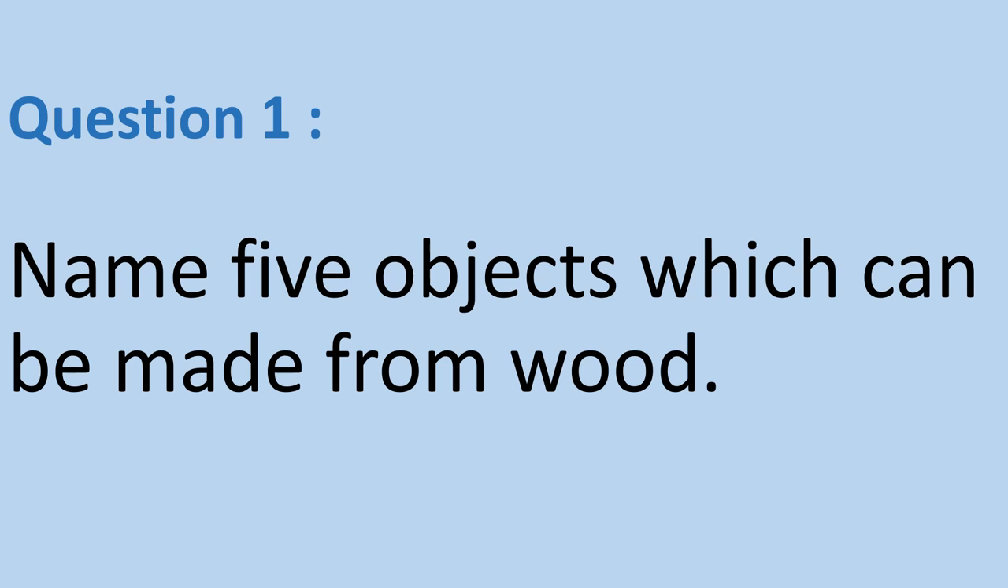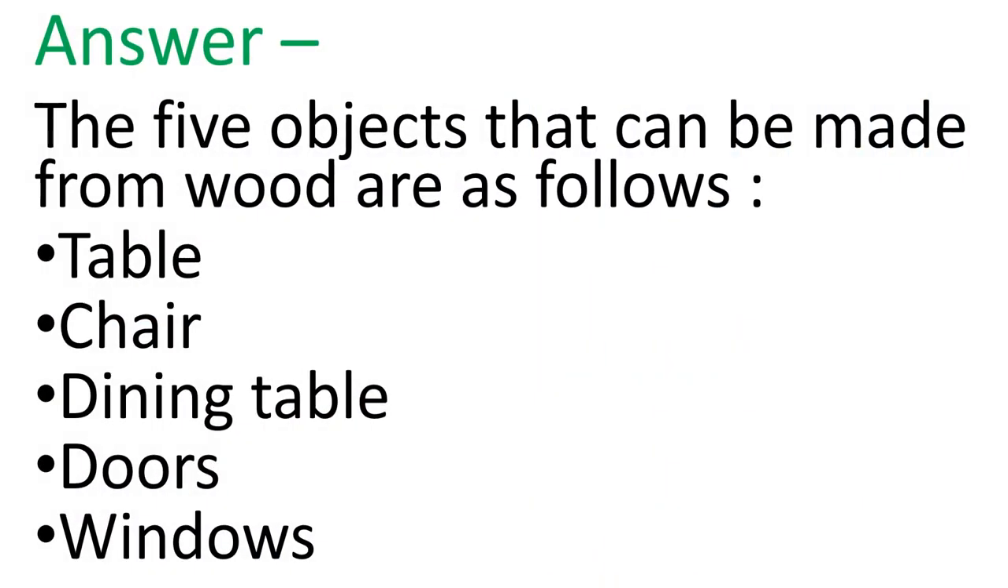Question number 1. Name 5 objects which can be made from wood. Answer. The 5 objects that can be made from wood are as follows. Number 1, table. Number 2, chair. Number 3, dining table. Number 4, doors. Number 5, windows.